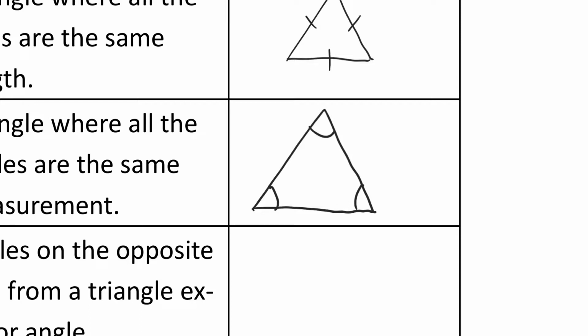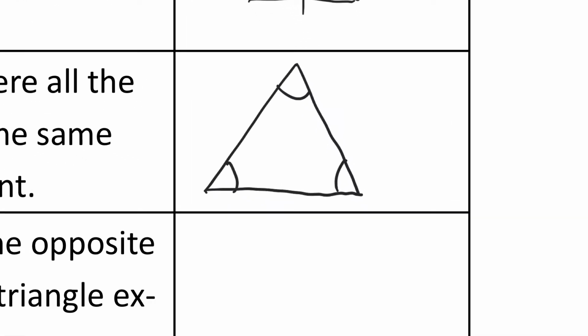180, yep. And so in an equiangular triangle, the angles are always the same. All three of them are the same measurement. So how big is each one of those going to be? Good. Good job. 60 degrees. In an equilateral triangle or equiangular triangle, where the angles are the same, they will always be 60. Okay, as long as we're dealing on a flat surface here.